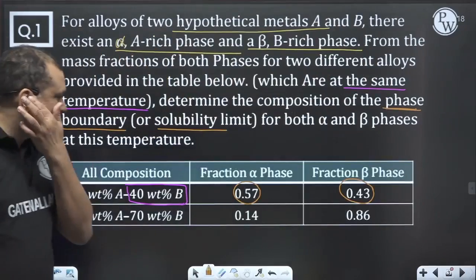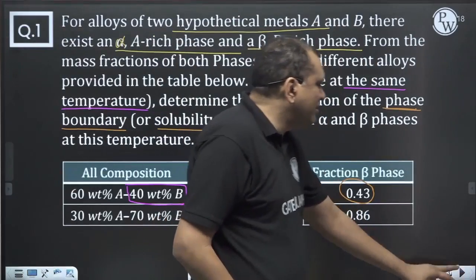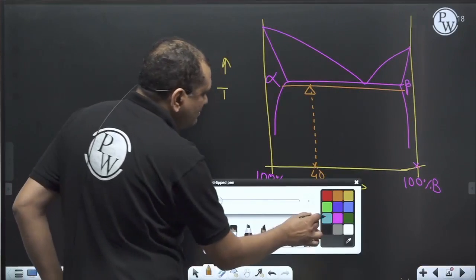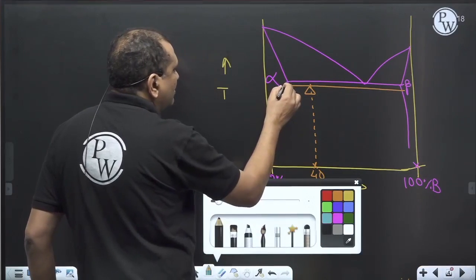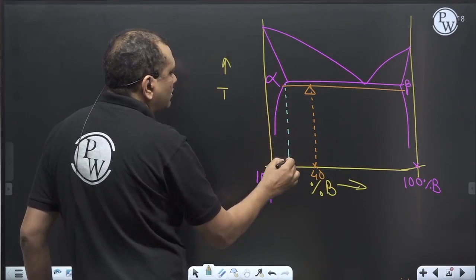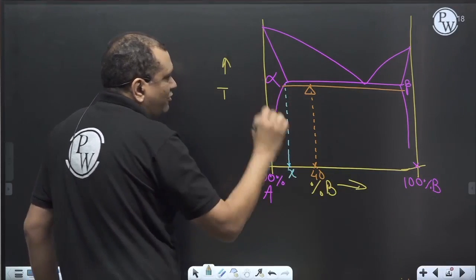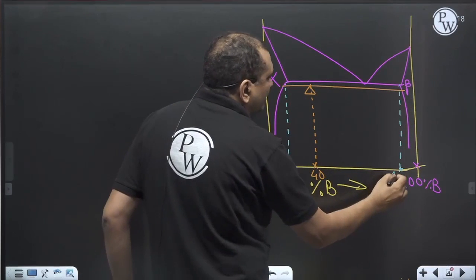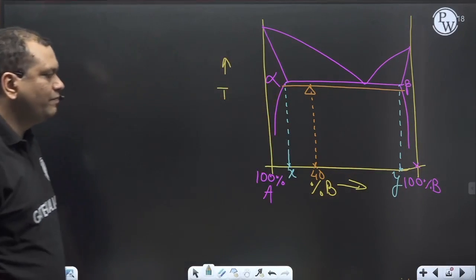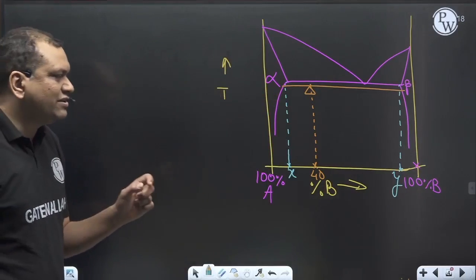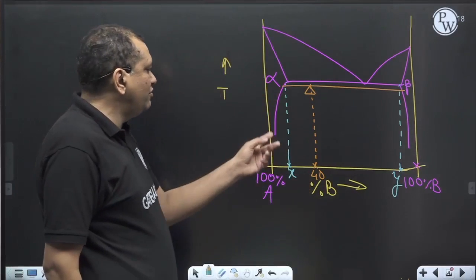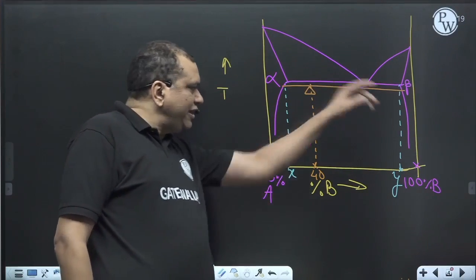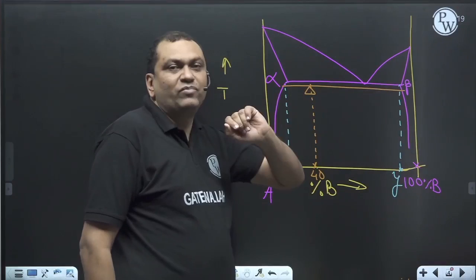So the question is asking, what is the solid solubility limit? I mean, what is the value of X and what is the value of Y? So this is the question. What is the solid solubility of B into A, that is X, and what is the solid solubility of A into B, that is Y? That's what the question is asking.